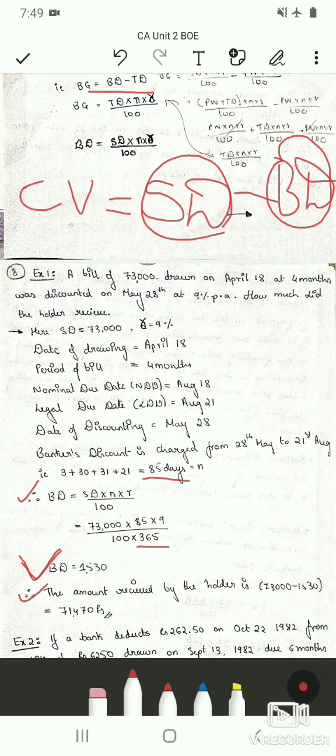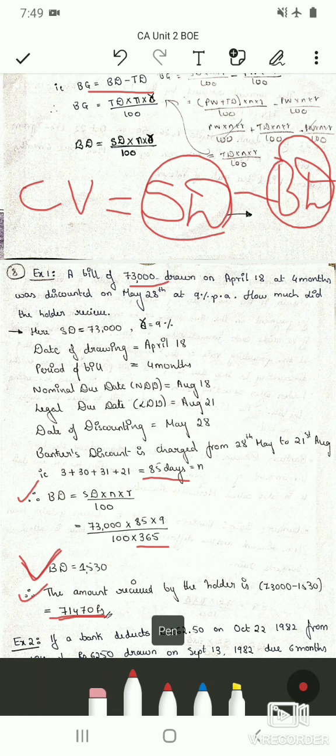So it is 73,000 minus 1,530. So it is 71,470 rupees. So out of this much amount, the seller will get 71,470 rupees immediately. So this chapter itself is very easy if you understand the concept.